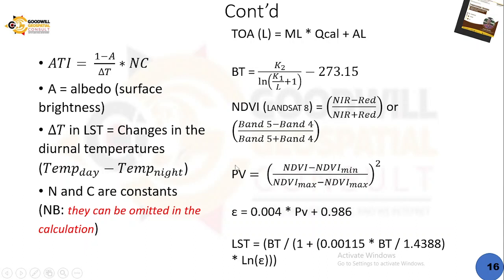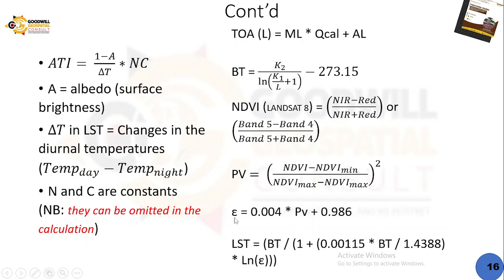Once we are done, we have to calculate the proportion of vegetation. So we are hinging on the normalized vegetation index to calculate the proportion of vegetation, using this equation. Sorry, this should be NDVI min, not NDVI max. So your NDVI minus the minimum of the NDVI, all over the maximum of the NDVI minus the minimum of the NDVI, all squared.